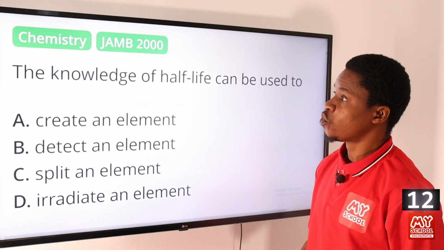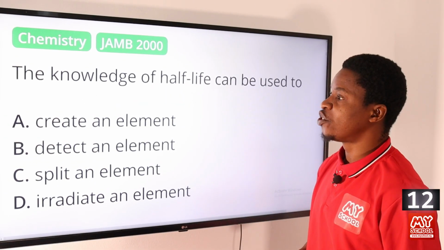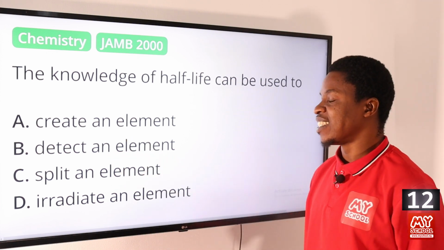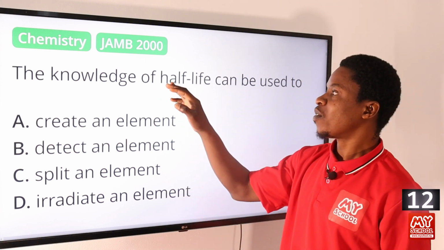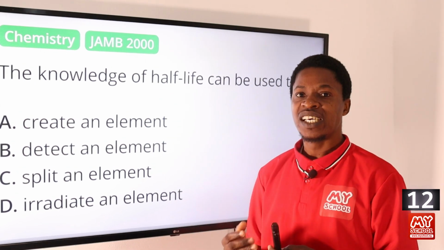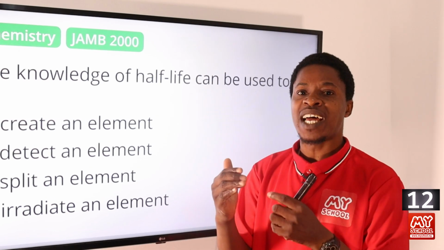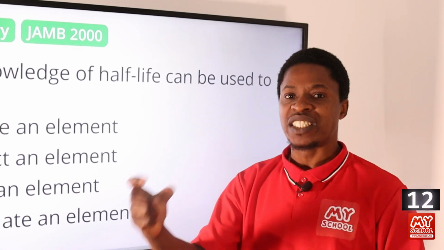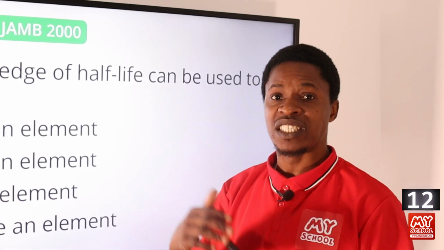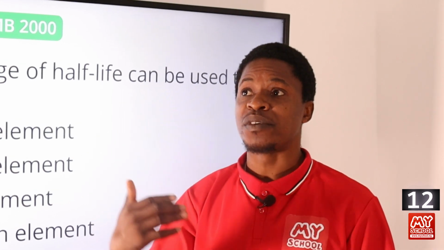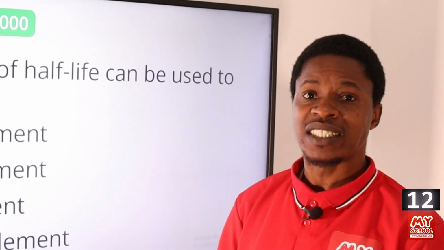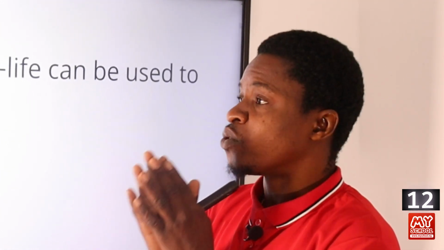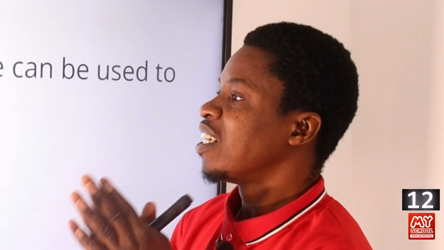Let's move on to question number 12. The knowledge of half-life can be used to what? Create an element, detect an element, split an element, irradiate an element. The question is, what is half-life? Half-life has to do with the time a substance takes to undergo decay and split into half. That is what half-life is. It could be years, it could be months, it could be hours, depending. The nucleus of an element begins to split into half. That is what we call the half-life.